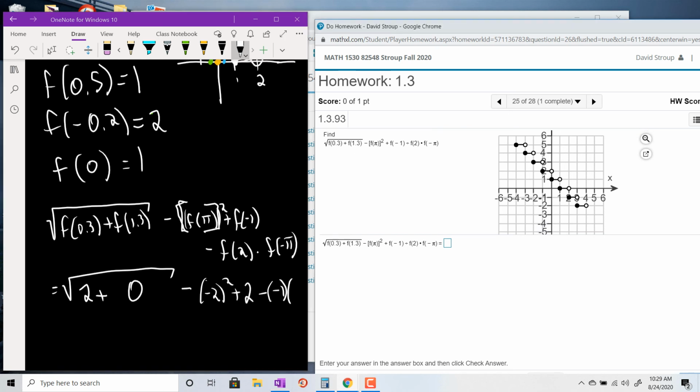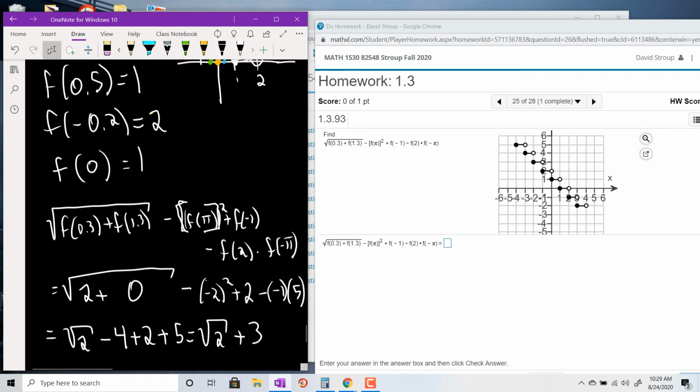Okay, so we have this equal to the square root of 2 minus negative 2 squared is 4 plus 2. Negative 1 times 5 is negative 5 times negative 1 is positive 5. So I have square root of 2. Negative 2 plus 5 is 3. Let's see if we got it.